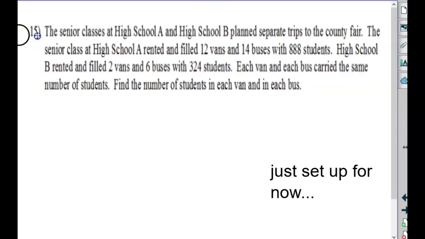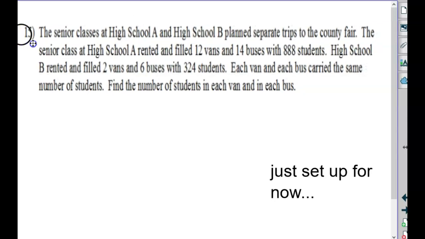This is number 15, I believe. It says the senior class at high school A and high school B planned separate trips to the county fair. The senior class at high school A rented and filled 12 vans and 14 buses with 888 students. High school B rented and filled 2 vans and 6 buses with 324 students. Each van and each bus carried the same number of students. Okay, I don't know about you, but I am kind of overwhelmed with numbers right now.